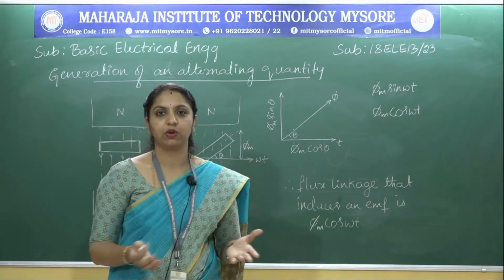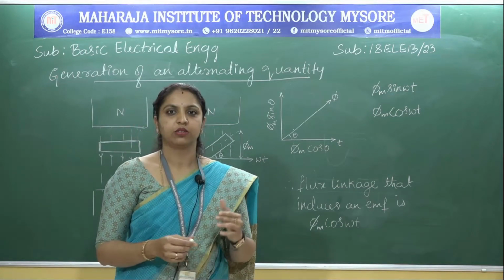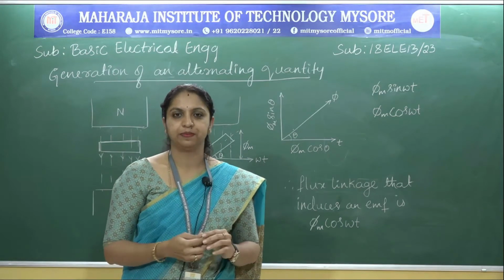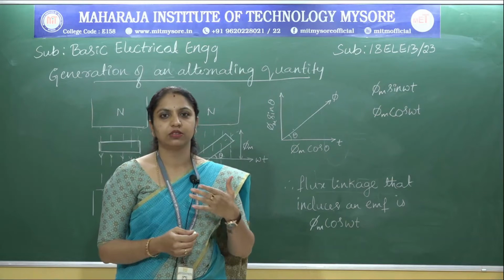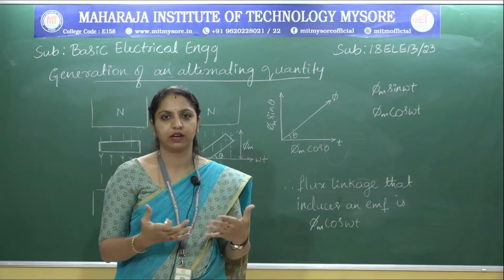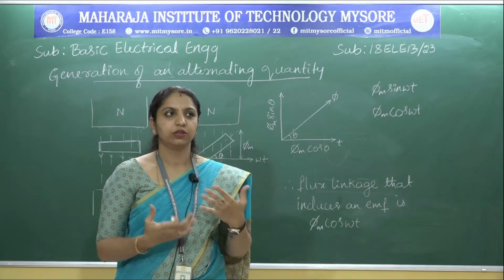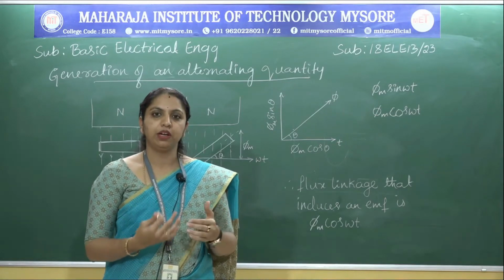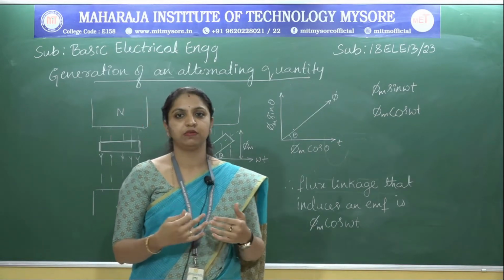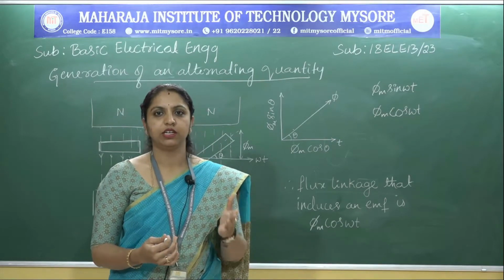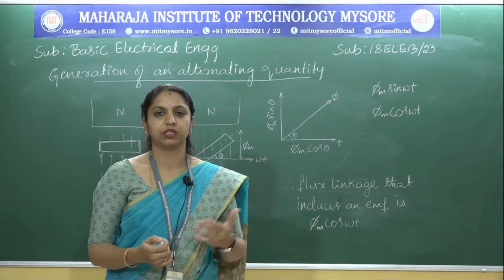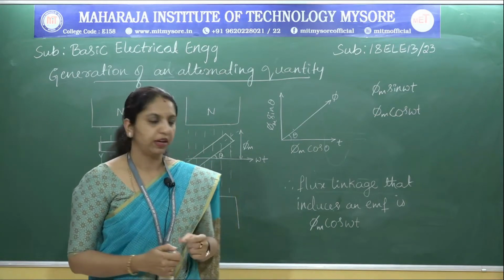How can an alternating quantity be generated? That is with the help of Faraday's law. I hope you have already learnt about Faraday's law. What exactly does Faraday's law tell us? An EMF will be induced whenever there is a change in flux with respect to time. That is Faraday's law.